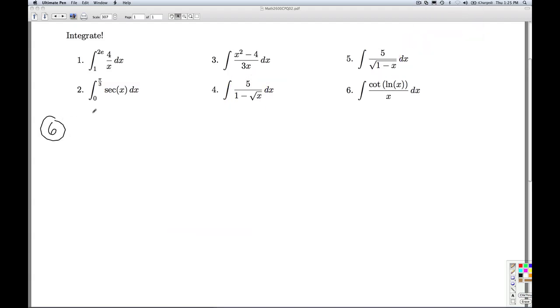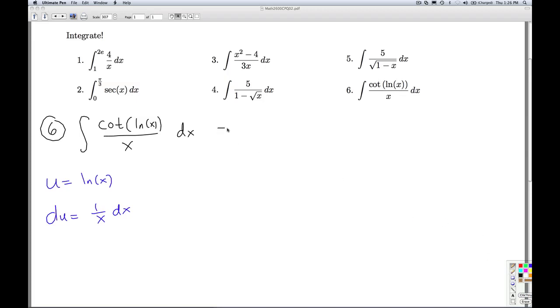Okay, number 6, another indefinite integral. We're looking for the antiderivative of the cotangent of the natural log of x divided by x dx. So once again, this doesn't immediately strike us as any of the forms we've seen before, but we can go to the old adage, we'll let u be the thing in parentheses. So in this case, u here is a natural log of x. That means the du is 1 over x dx.